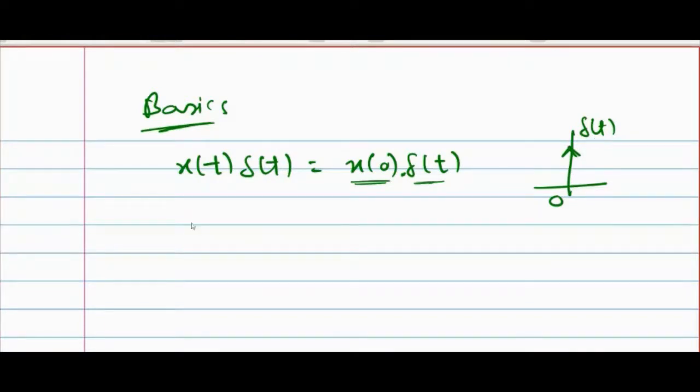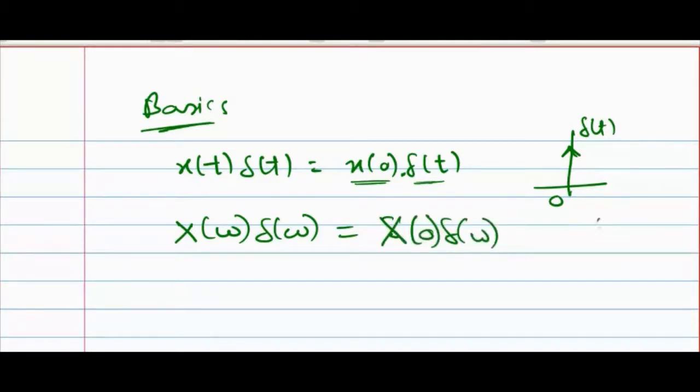Similarly, if I have x of omega into delta omega, then this will be x of 0 into delta omega, because delta omega will be present at the origin and the amplitude of delta omega is unknown.